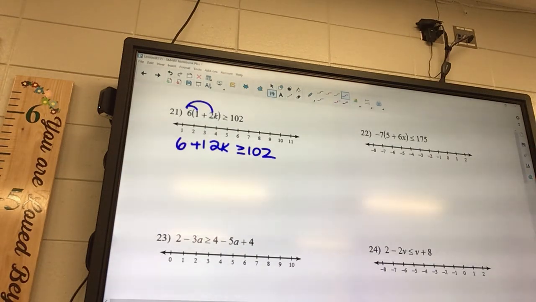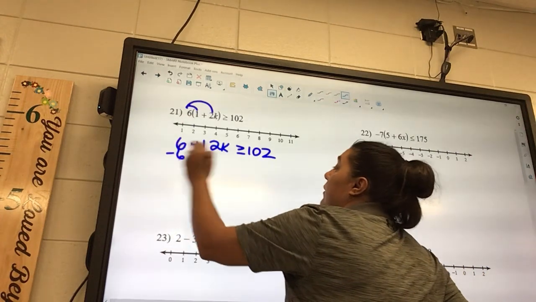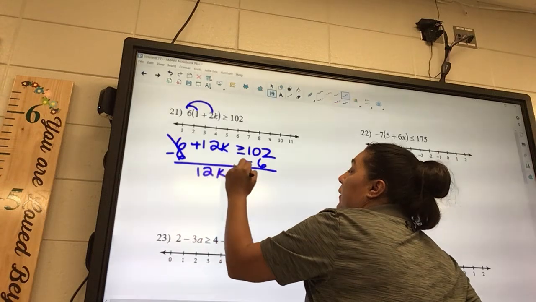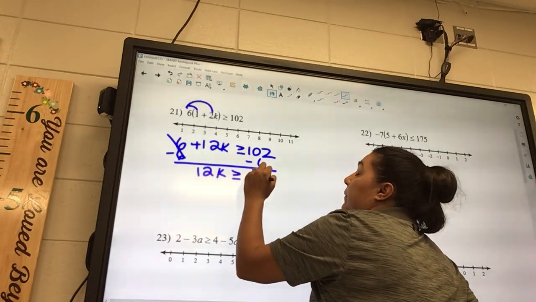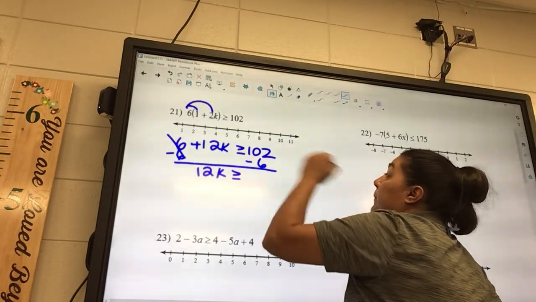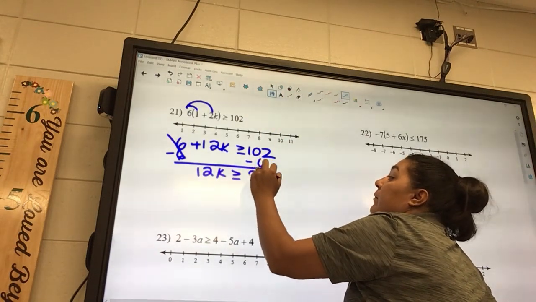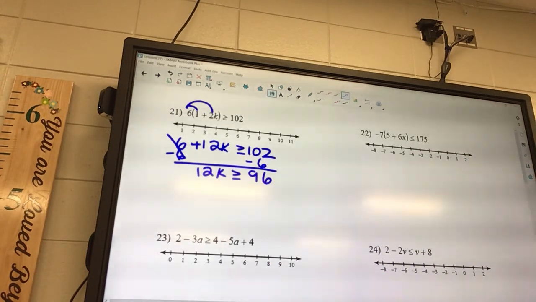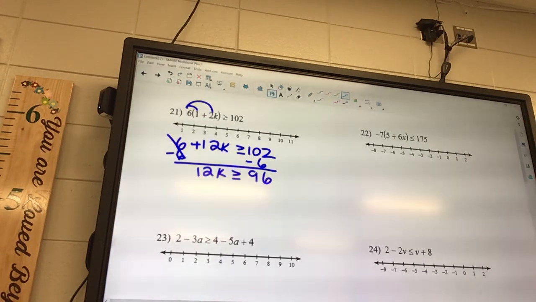Okay, and then who needs moved? The 6 needs moved, we're going to say minus 6 from both sides. So I'm going to get 12k, and it's going to be what? 102 minus 6. 96. Okay, and then what needs to happen? Division. Divide by 12.